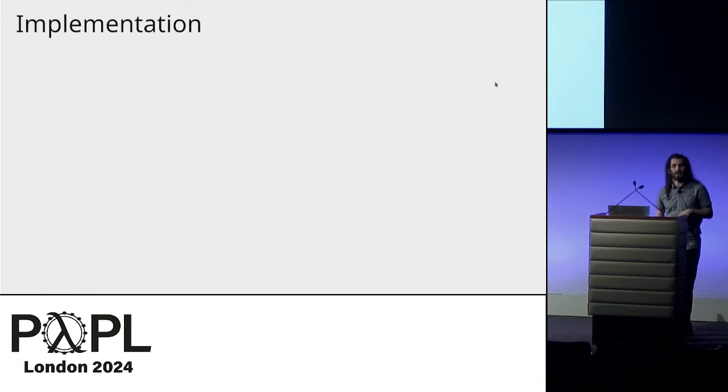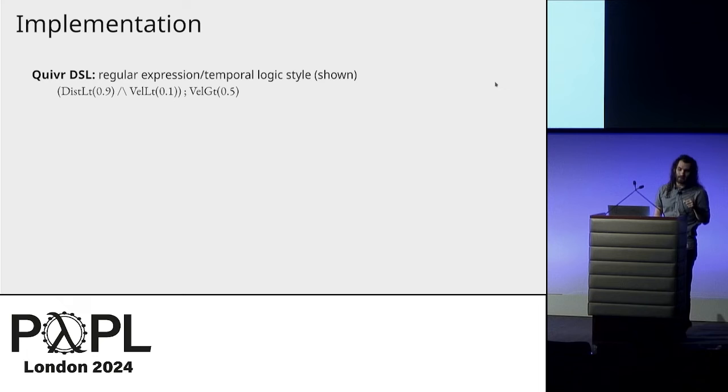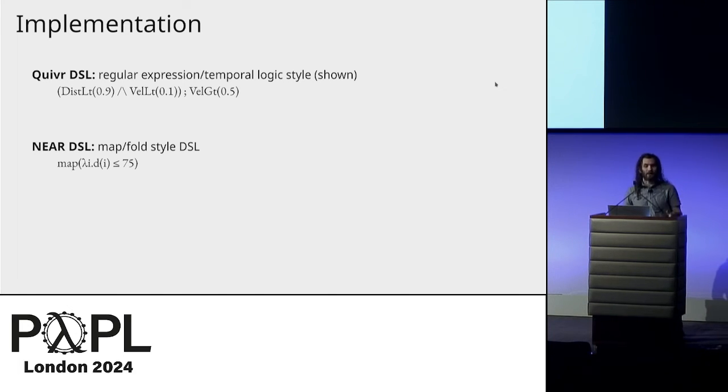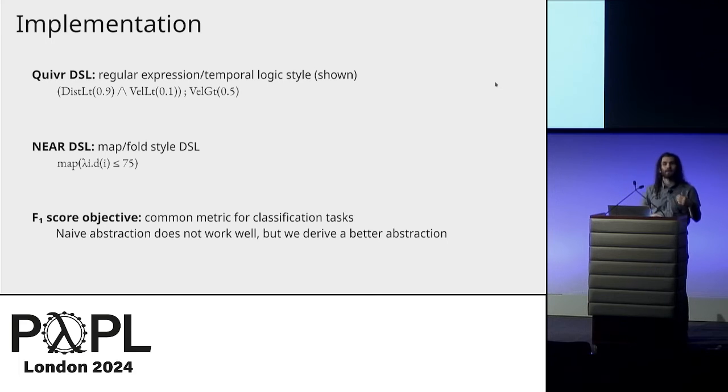We implemented it on 2 different domain-specific languages, the first of which is from some prior work called Quiver. This is actually the language that I was just showing you. It's sort of regular expression or temporal logic style. There's prior work called Near, and they have a DSL that's much more map-fold style, where they manipulate lists. And finally, we consider the F1 score objective instead of accuracy. This is a more realistic metric that's used in classification tasks.